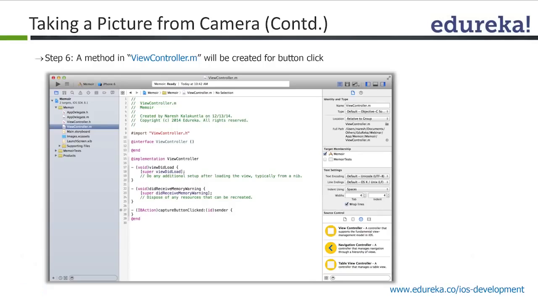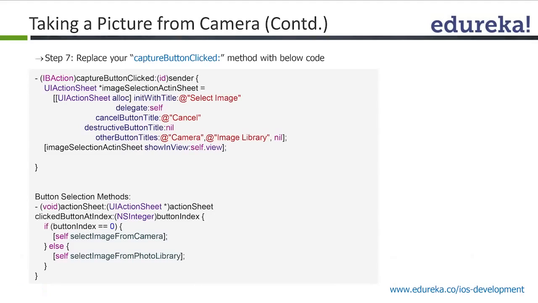So if you see, there will be an empty method implementation that is created automatically whenever you control drag your capture button onto the header file. So now you have this method, and let's replace this method with some other code.